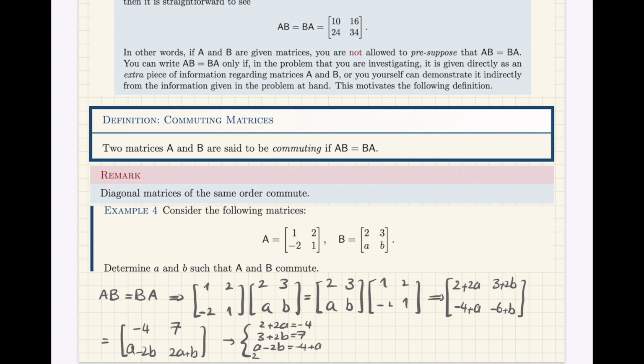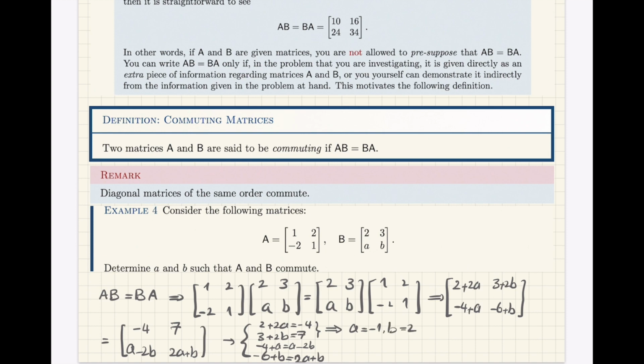So let me organize, keep the order. So minus 4 plus A should be A minus 2B, and then minus 6 plus B should be 2A plus B. Okay, so the first two is enough to give me the answers, but you shouldn't be in a hurry. The first one gives me A equals minus 1, B equals 2.